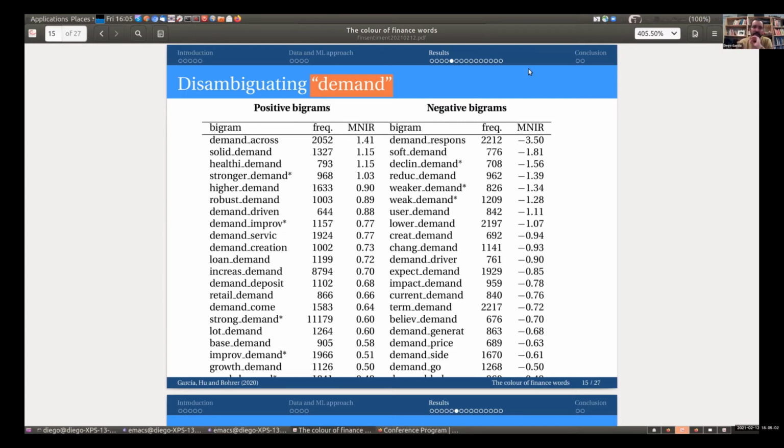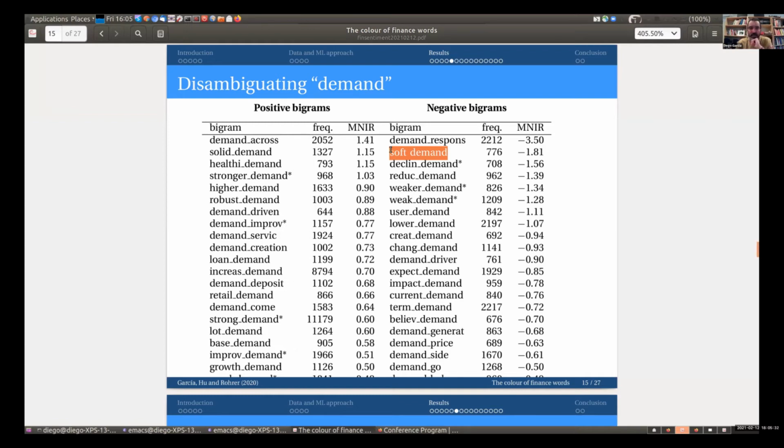Now let's see what happens if you start looking at bigrams. I'm presenting the frequency across all our corpora as well as the actual loading in this multinomial inverse regression model, and they're sorted by the loadings. I think if I told you that you heard the words solid demand in an earning call, that probably means something positive. Whereas if the CEO says soft demand, that probably is a negative word.